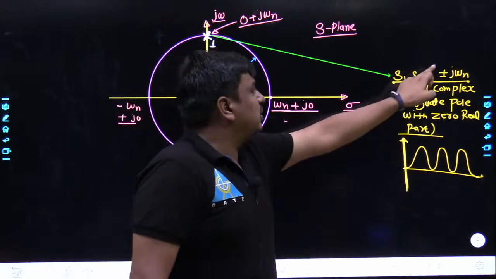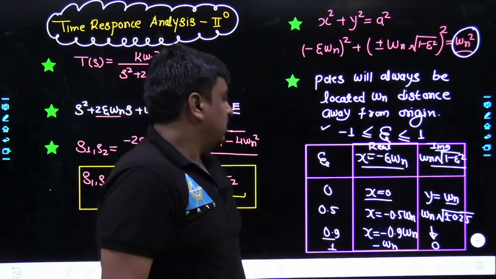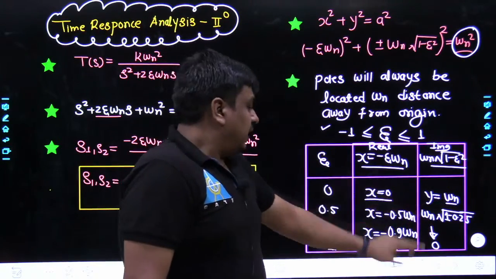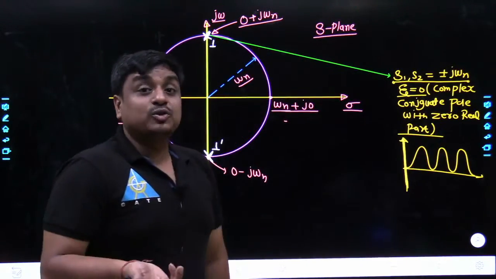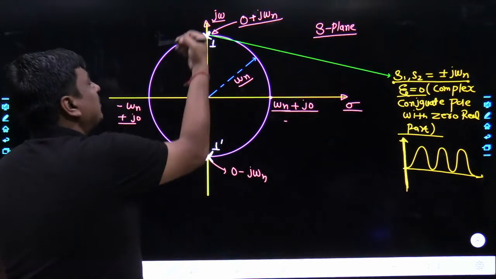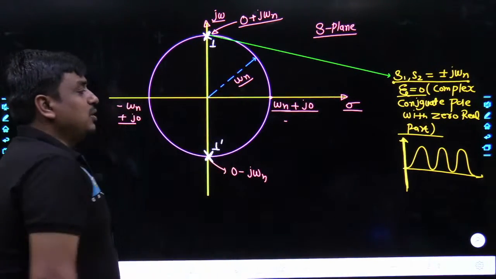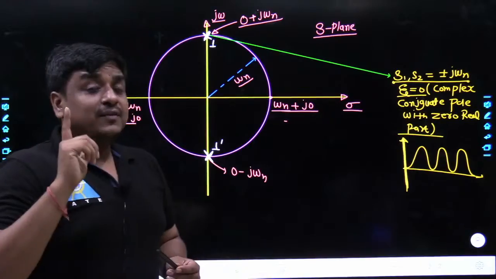Why has it come to plus minus j omega n? You can see very well, the location was at omega n. Being a complex conjugate pole, one would go towards plus j omega n, the other would come to minus j omega n. Nobody should have any doubt as such.